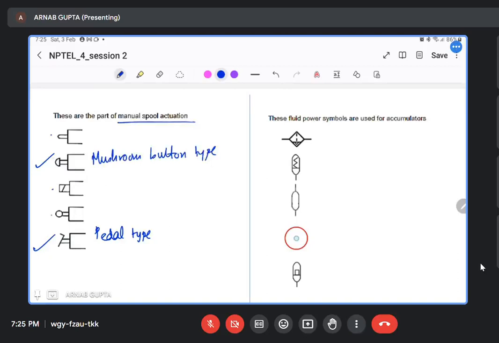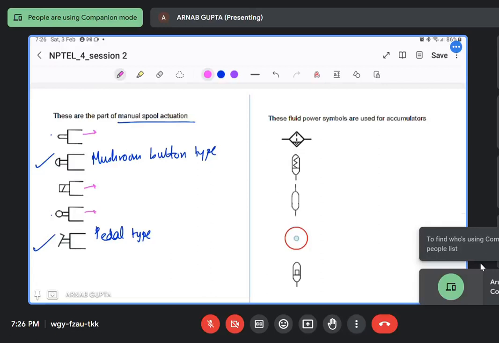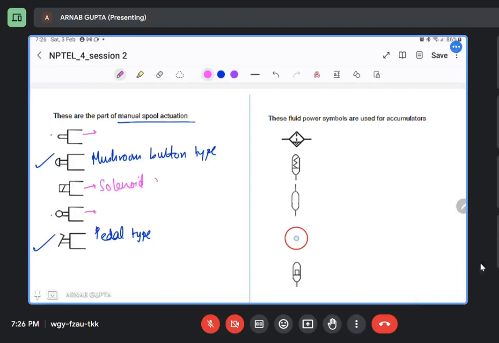What about the other three? What about this one? These two are the correct answers, but I'm just asking what these other three are indicating. This is a solenoid valve, solenoid actuation. This is a solenoid actuation, and it is having a single winding, right? And what about this one?